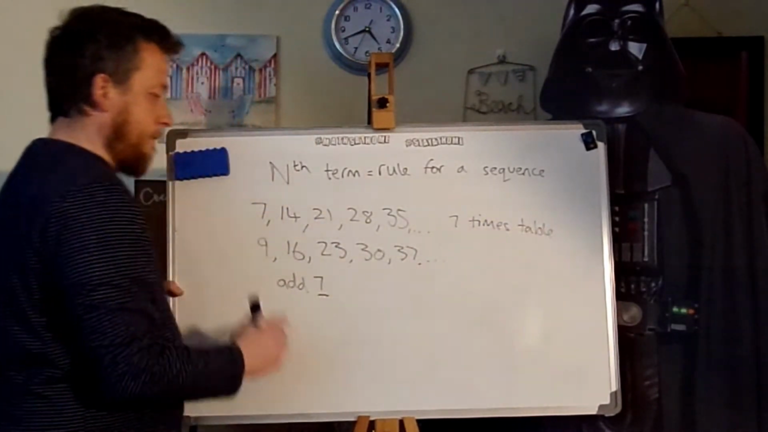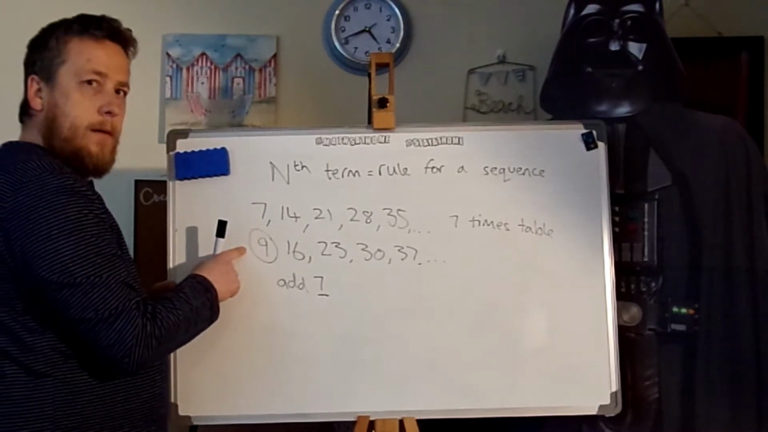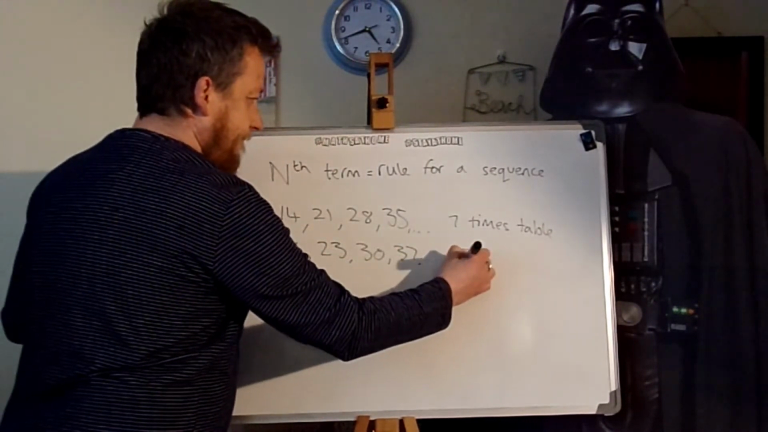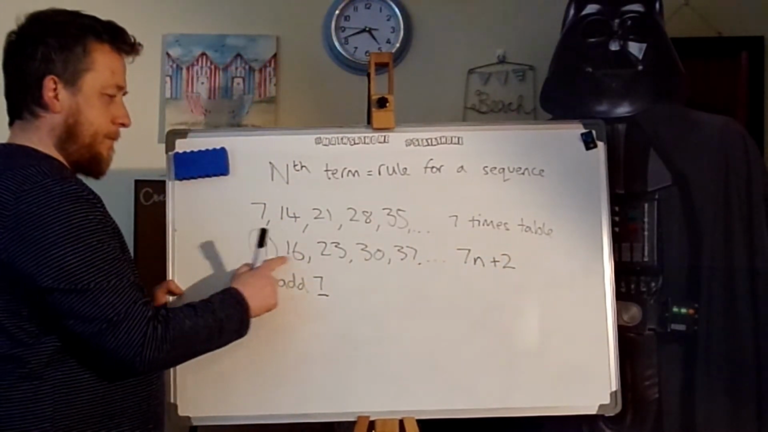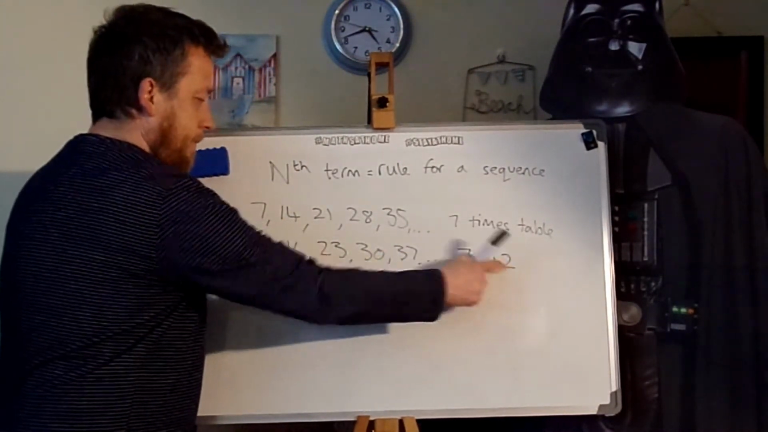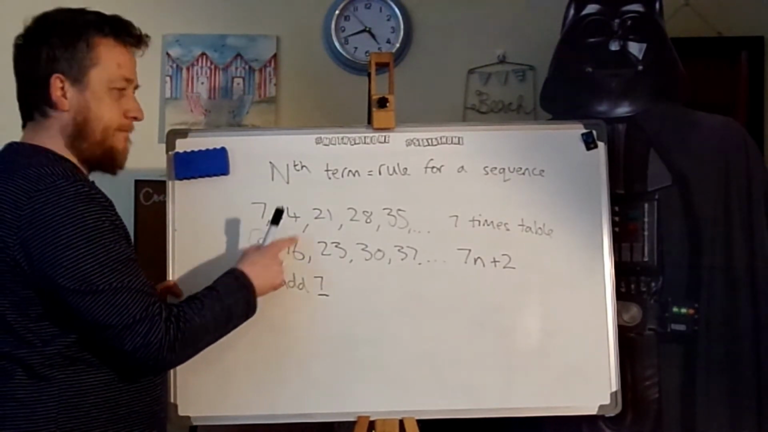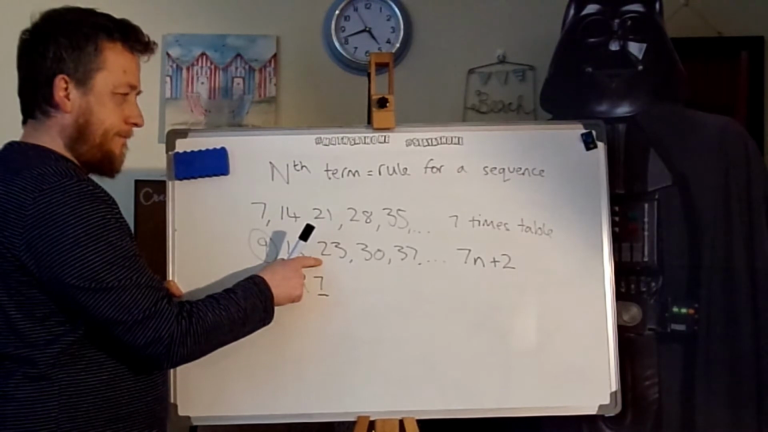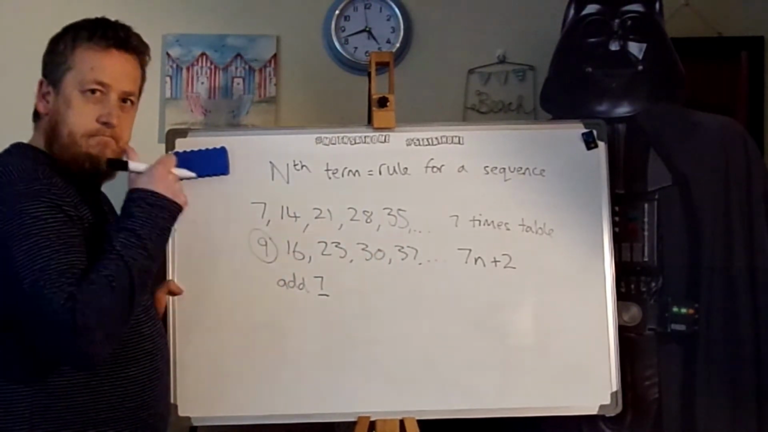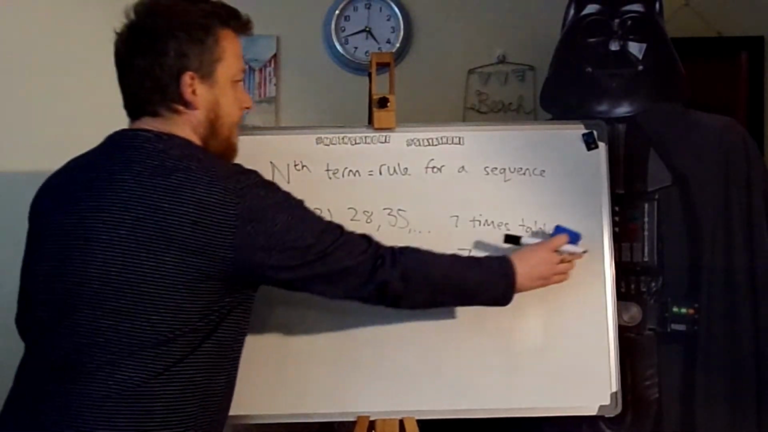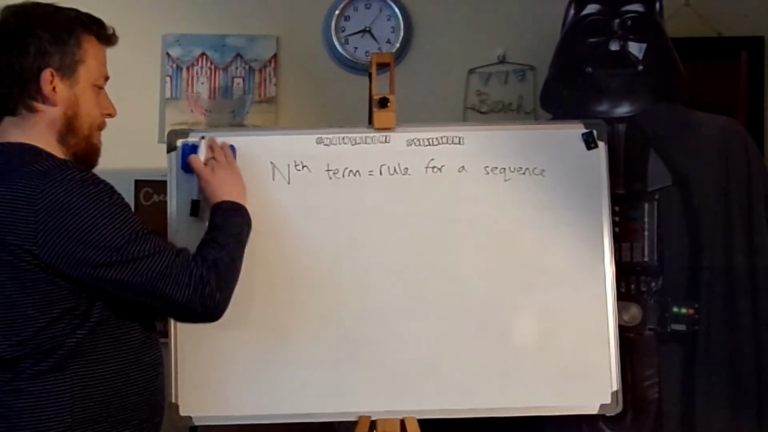So the 7 times table, but our sequence starts with 9. What is the difference? The difference is we add 2. So we can write our sequence as 7n plus 2. 7 add 2 is 9, 14 add 2 is 16, 21 add 2 is 23, 28 add 2 is 30, and 35 add 2 is 37. So we've got a sequence that is 7n plus 2.